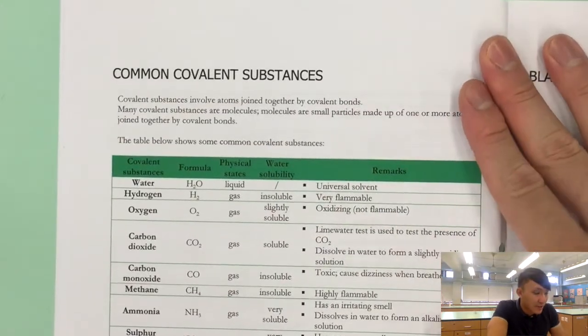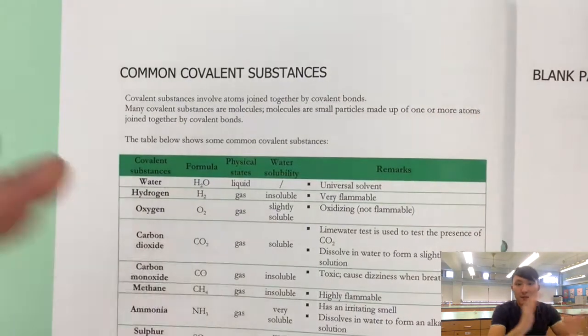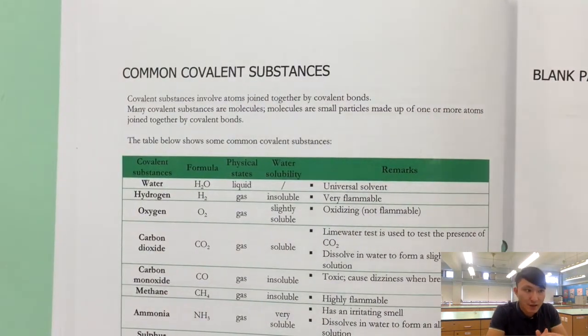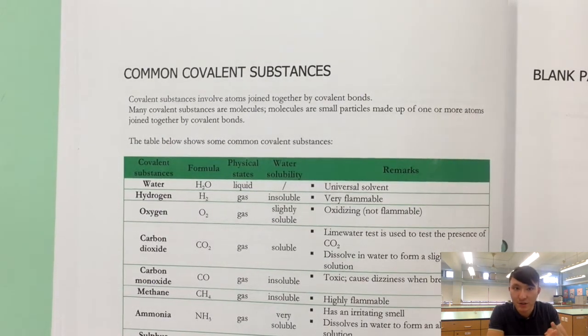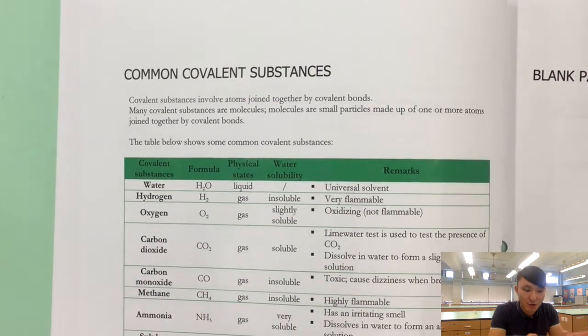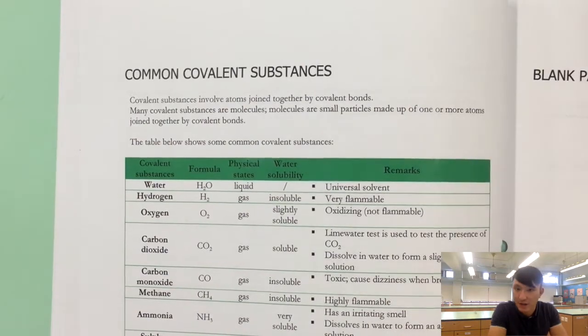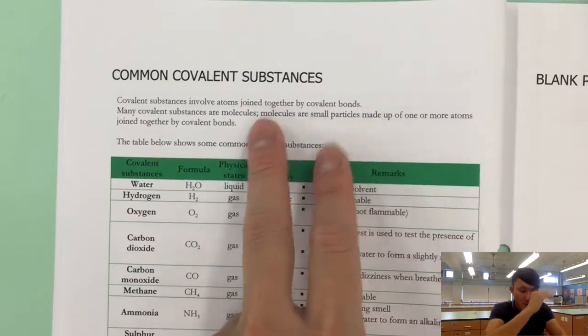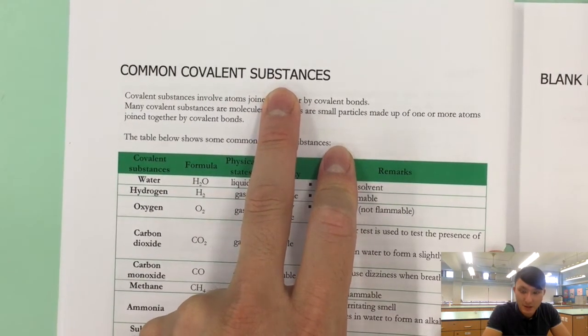Now next page. Now we start talking about some covalent substances. Remember, at the beginning, I said that we have two types of compounds: ionic compounds and covalent compounds. Covalent compounds are formed when we have two or more nonmetals forming a compound. Here I use the word substance because a covalent substance could be a compound, or it could simply be an element.